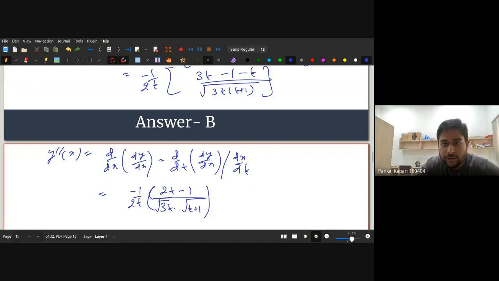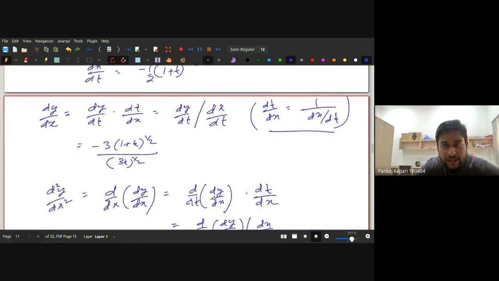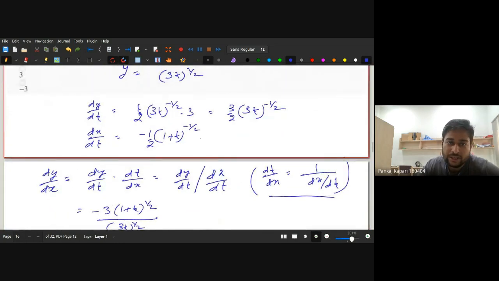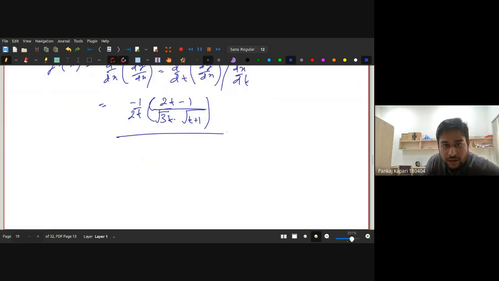And now we are dividing by dx over dt. So what was dx by dt? So this is our dx by dt, right? Let's write dx by dt. Dx by dt is minus 1 over twice of under root 1 plus t. So we are dividing this whole thing by minus 1 over 2 under root 1 plus t.